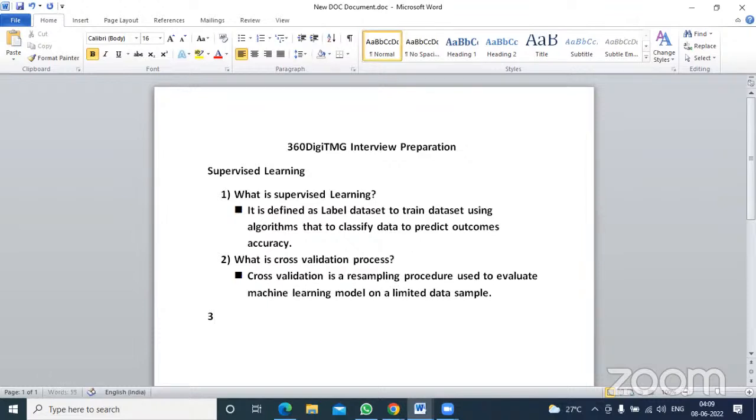Now the next question is, when are we going to say it is k-fold cross-validation? So what is k-fold cross-validation?